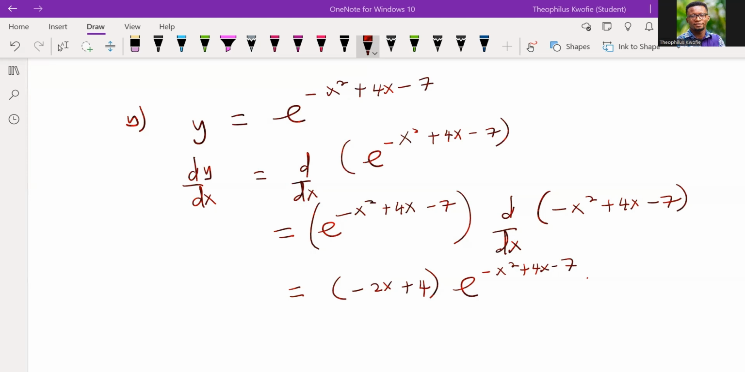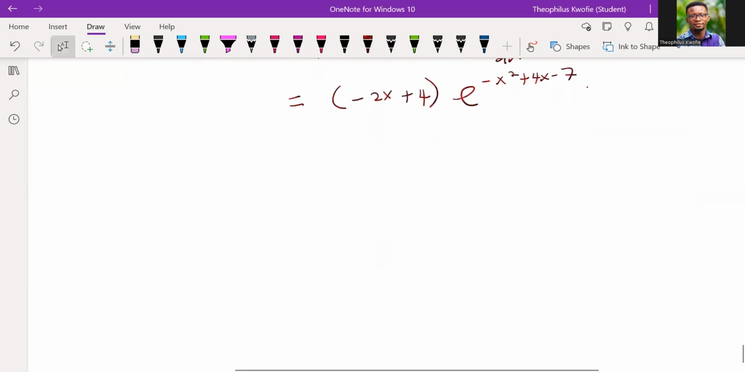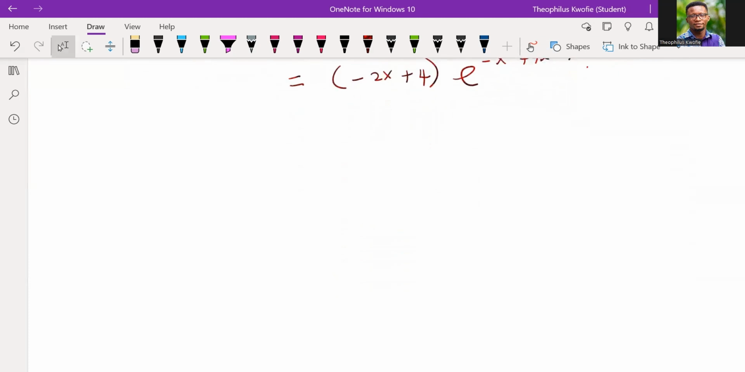So I want us to take note. It's a very important function. Now, for the last problem, I want you to solve it by yourself, then put it in the comment section, and I'll answer you.